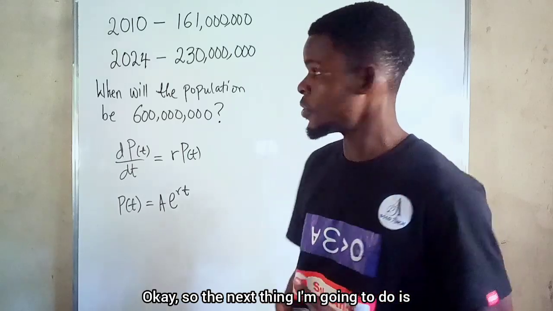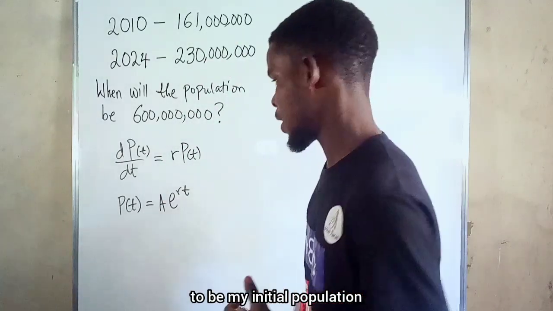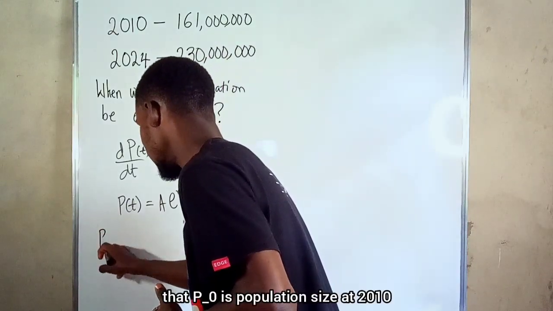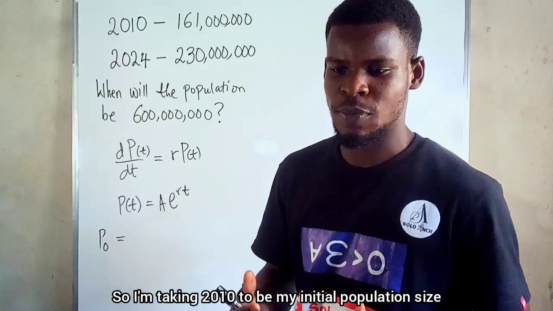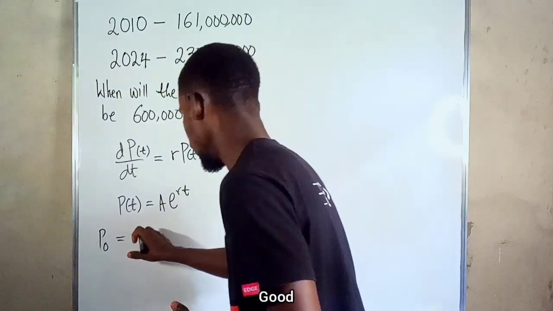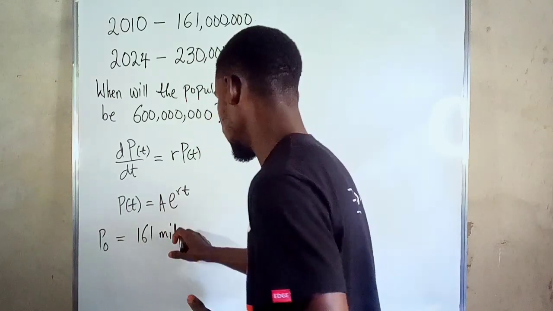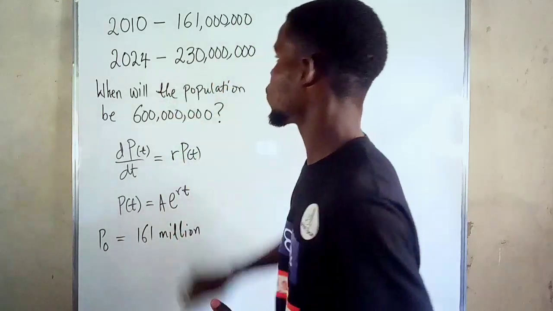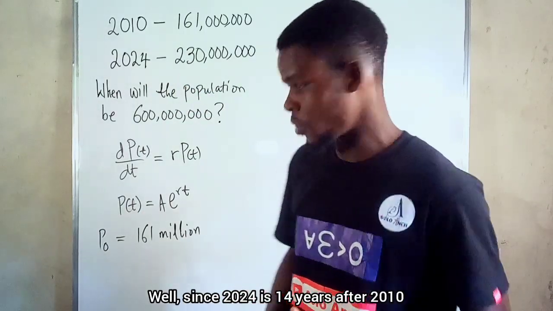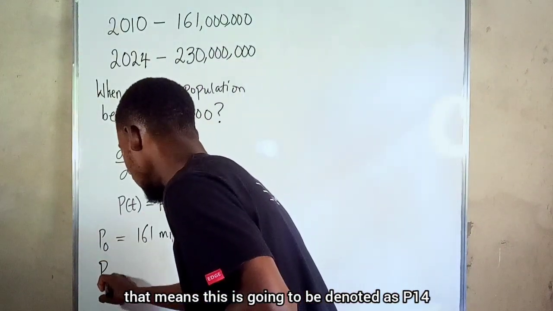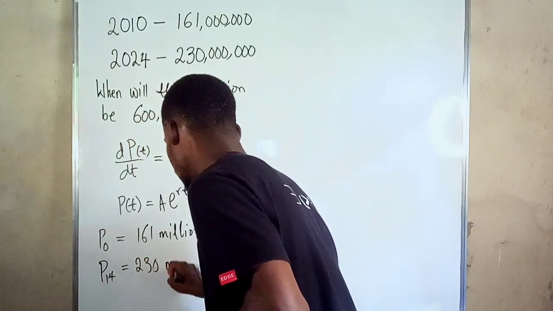The next thing I'm going to do is take the population size at 2010 to be my initial population. That is to say, I'm going to denote it this way: P naught is the population size at 2010. So I'm taking 2010 to be my initial population size, and we're going to take that to be 161 million. Then we're going to take P of 2024. Since 2024 is 14 years after 2010, this is going to be denoted as P of 14, which is 230 million.